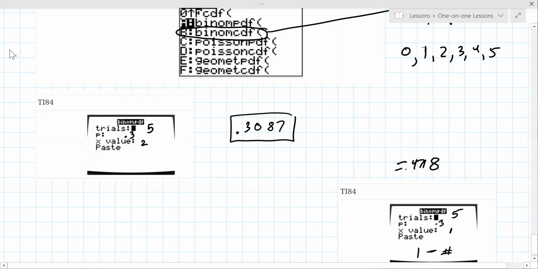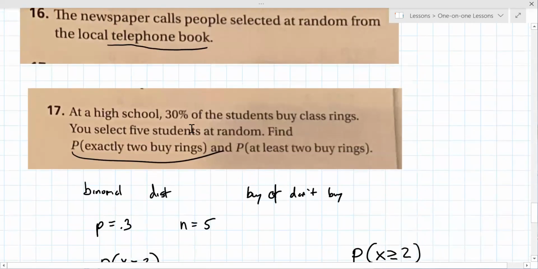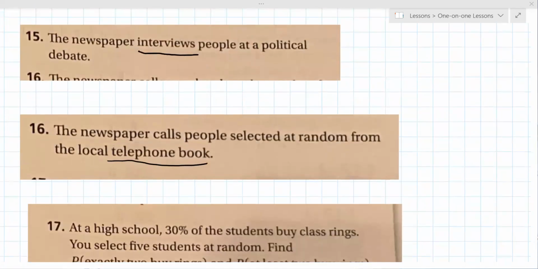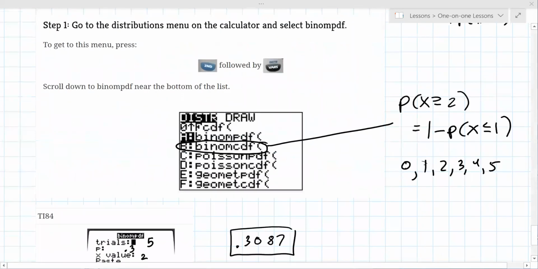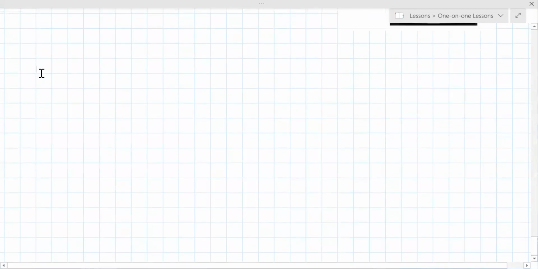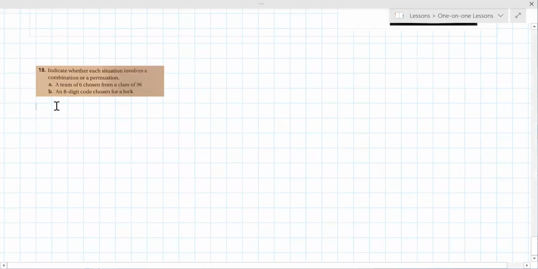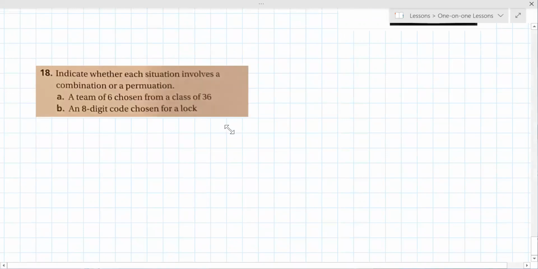Okay, that takes care of those, and we'll move on to 18. I sort of talked about this earlier. Which situation involves a combination or a permutation? So with permutations, order matters. I'm going to write that down, but that's the key difference: order and arrangements matter.